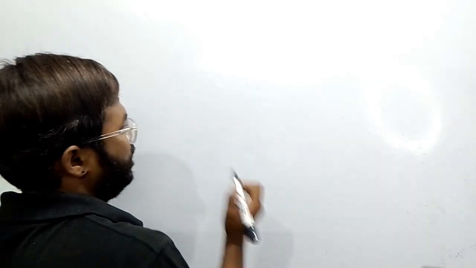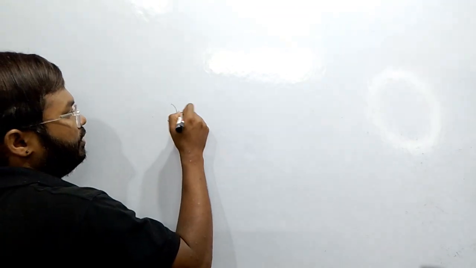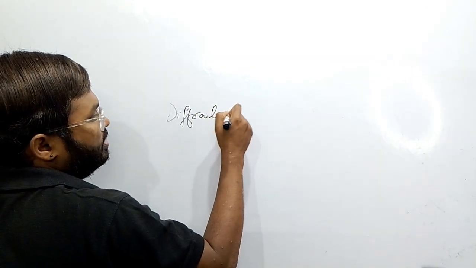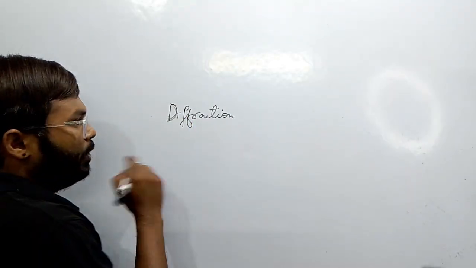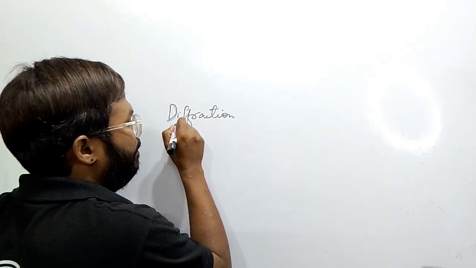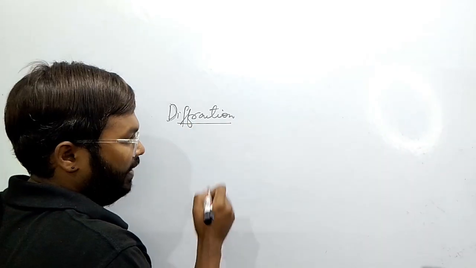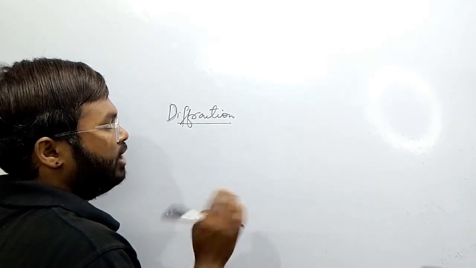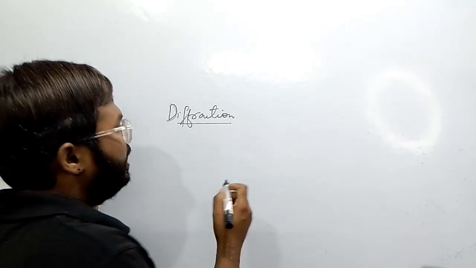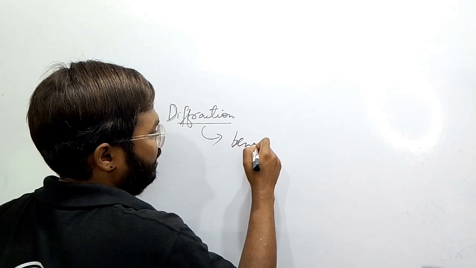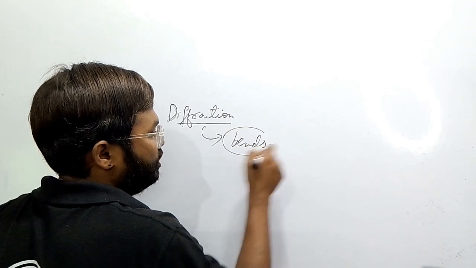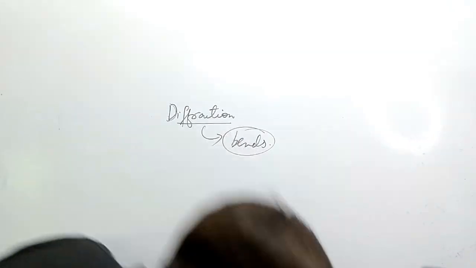Hello everyone. Let us discuss diffraction and Young's double slit experiment. Diffraction. What is this? Diffraction of light is the phenomenon which takes place when light passes through a narrow slit or any edge of an obstacle. It bends the light and also spreads the light. So this is known as diffraction.